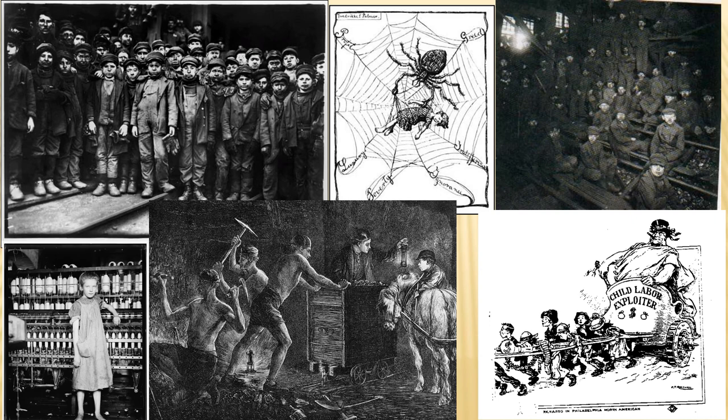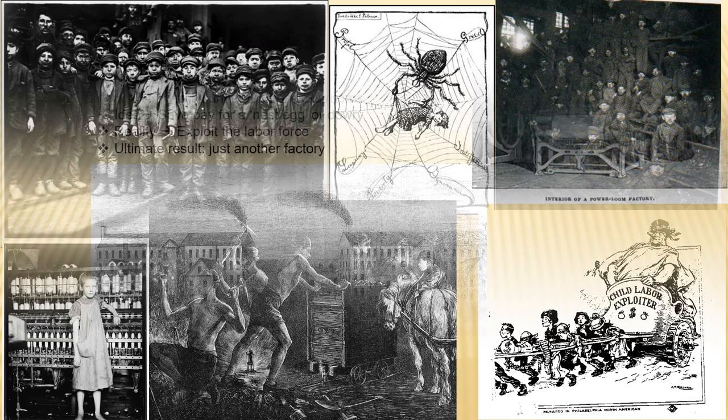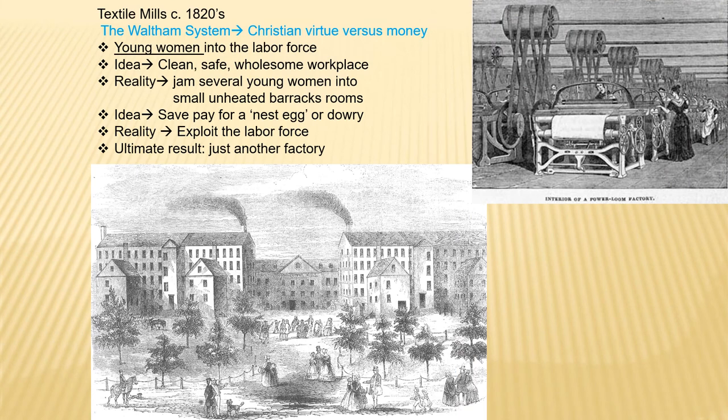So with that in mind, let's go on to the next slide and talk about attempts to actually resolve this situation, to make it better, to improve the situation. So what we're talking about here is the Waltham system. Now, your book will talk about this in a slightly different way, but it's the Waltham system nevertheless. And this was an attempt by the people of the time to try to apply Christian virtue to this terrible, terrible situation in the factories.